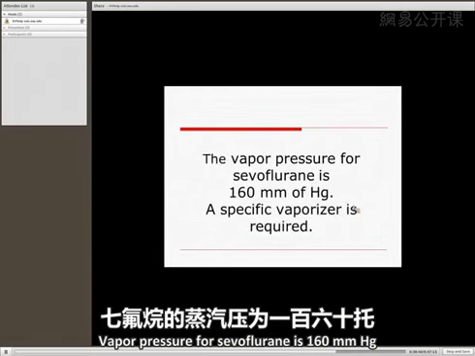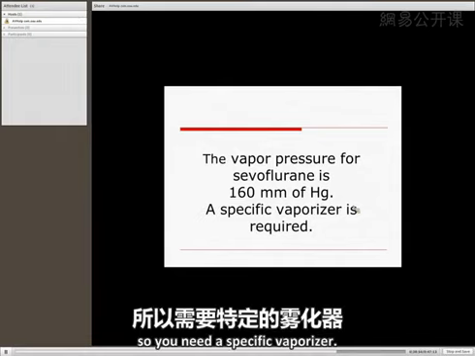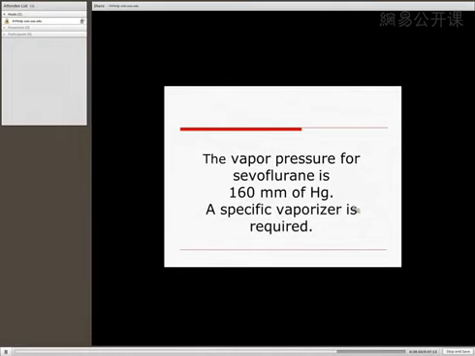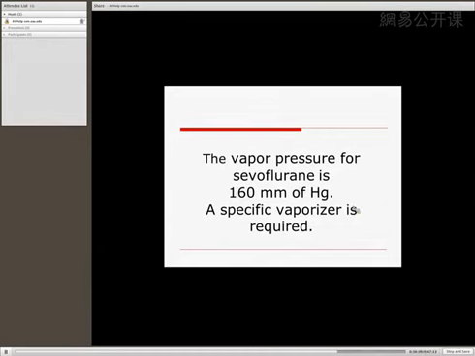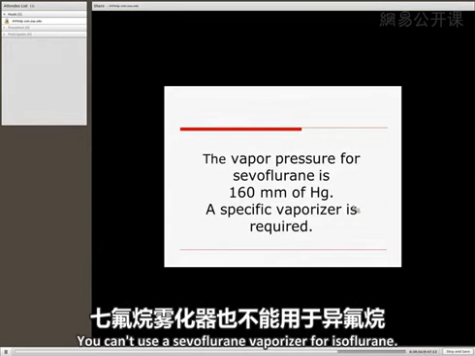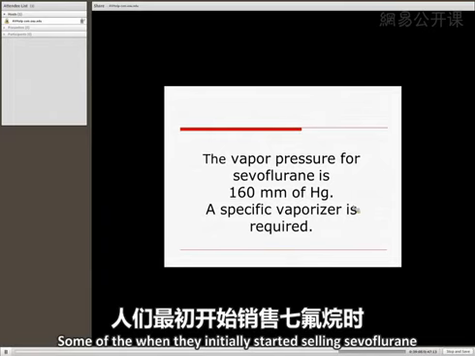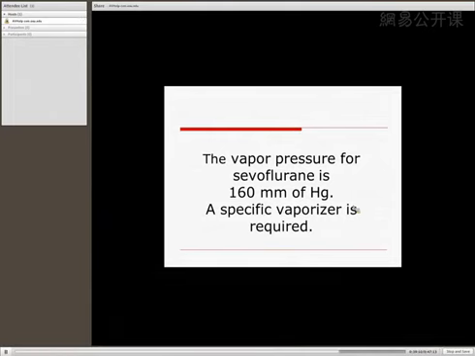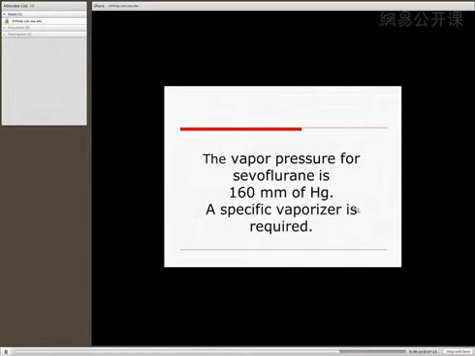Vapor pressure for sevoflurane is 160 millimeters of mercury, so you need a specific vaporizer. You can't use an isoflurane vaporizer for sevoflurane. You can't use a sevoflurane vaporizer for isoflurane. When they initially started selling sevoflurane, they gave you a vaporizer if you agreed to buy so many bottles of it.